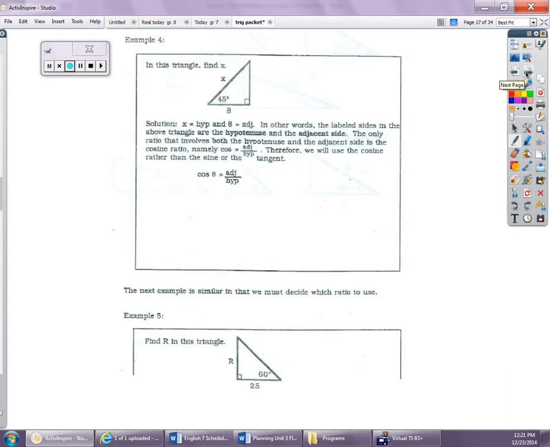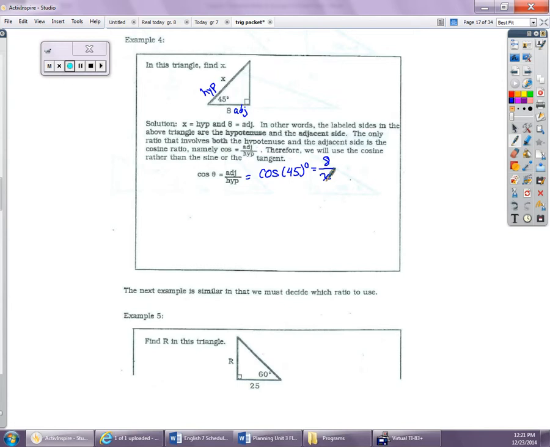So we can continue with these examples. So we look at the next one. Since we have the hypotenuse and we have the adjacent, we'll use cosine. So we have the adjacent, 8, and x is the hypotenuse. Since we have adjacent and hypotenuse, that's cosine. So now we just plug everything in. So the cosine of 45 degrees equals the adjacent, which is 8, over x.